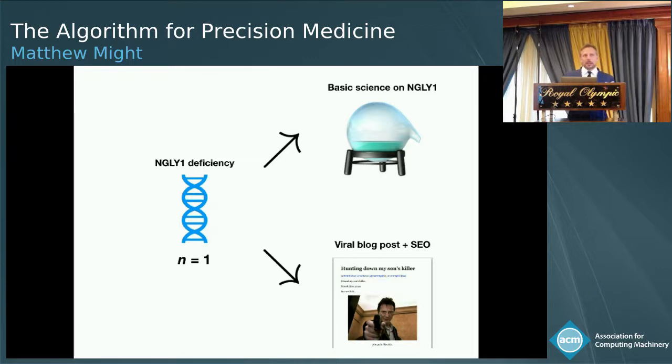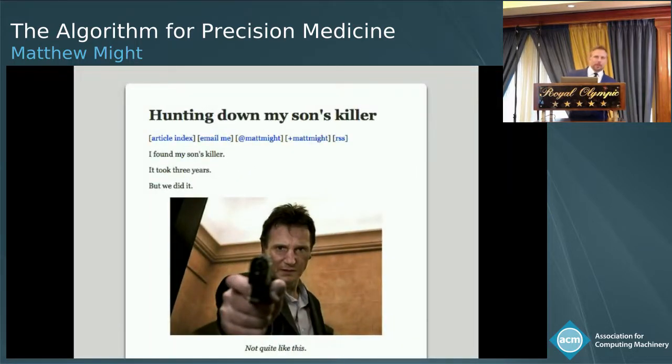So it's a one in millions kind of thing, but they should be out there, and they just don't know what they have, because this disease hadn't been documented yet. So to find them, I wrote a blog post, and this blog post really had to do two things. It had to go viral, and it had to rank highly in Google search results. So this is the blog post that I wrote.